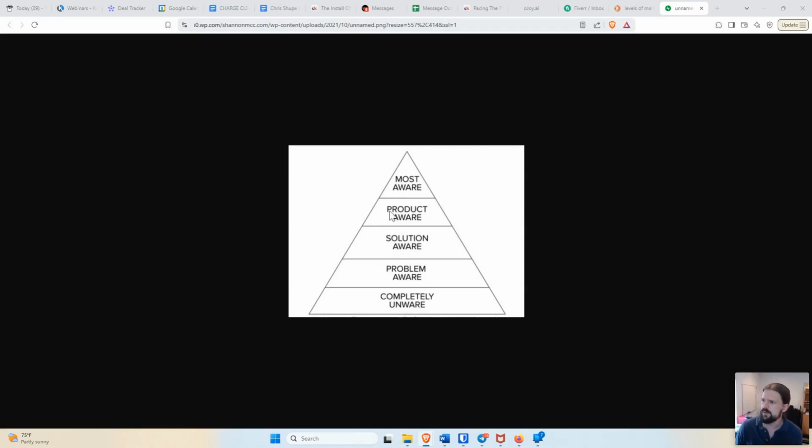We want to, first of all, higher on this pyramid, there are fewer people, but they are higher intent. They are easier to sell. So you want to start with these people that are product aware. They're going to be the lowest hanging fruit. So what you can do for this is you can run what's called retargeting ads. So you can run ads to people who have already interacted with you in some way.